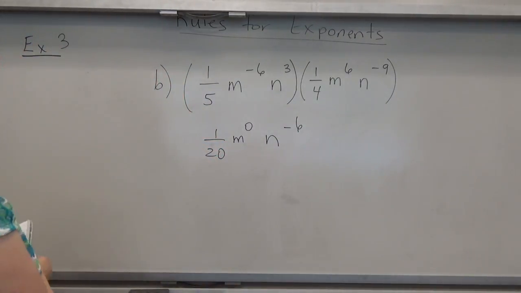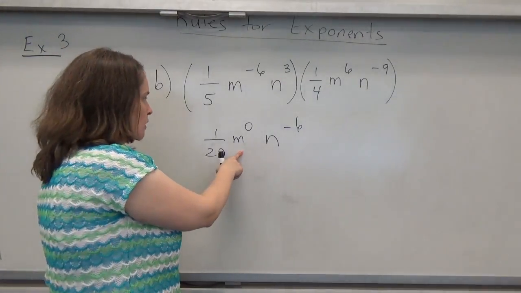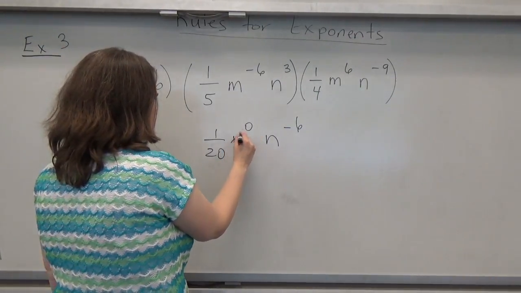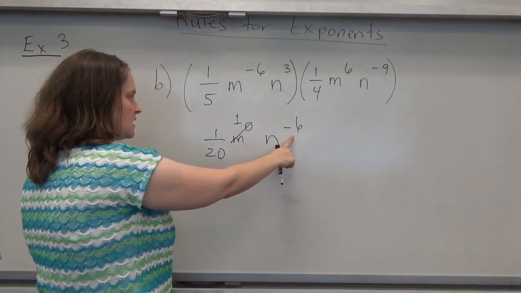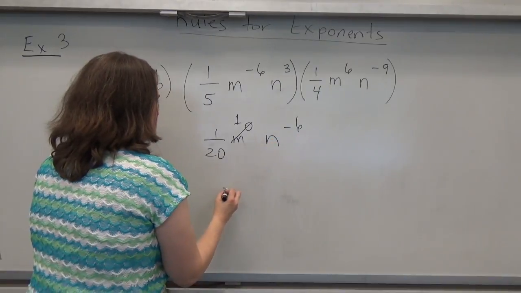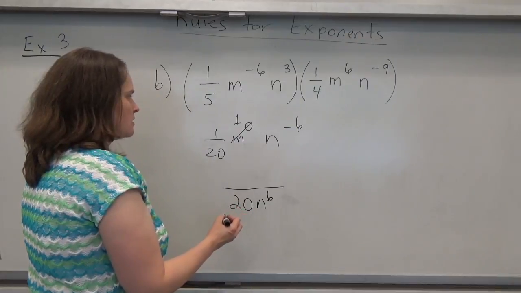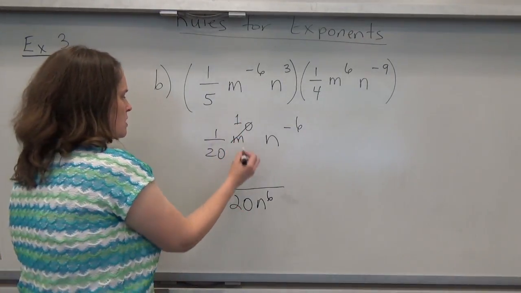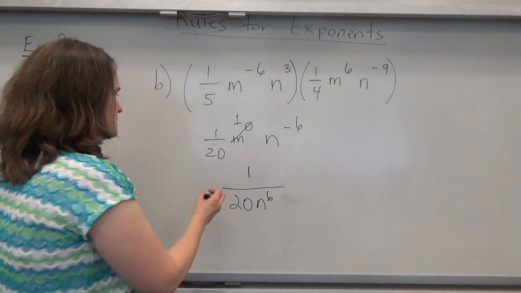All right. M to the 0, we've got a rule that tells us that's 1. So you can just think of this as a 1 sitting here. And the n to the -6 needs to go into the denominator. So we've got the 20, and n to the 6 goes into the denominator. The only thing left in the numerator is that 1. So this is my answer, 1/20 n to the 6th.